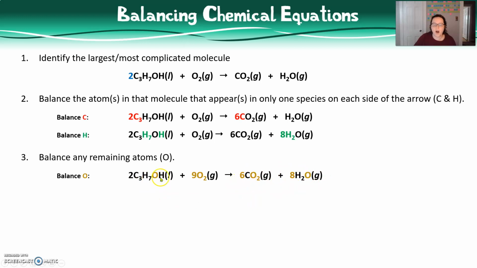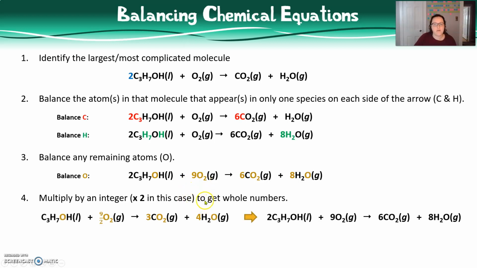Since there are 2 oxygen atoms provided by the 2 molecules of propanol, that leaves 18 oxygen atoms that should come from the O2 molecules, which we can get with a 9 for the coefficient on the O2. Note how when you arrive at a fraction for one of the coefficients, you can adjust all of the other coefficients that were determined up to that point by simply multiplying by an integer to get whole numbers. In this case, I multiplied by 2.